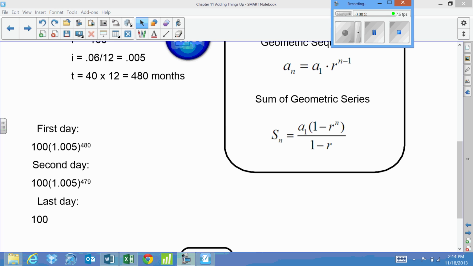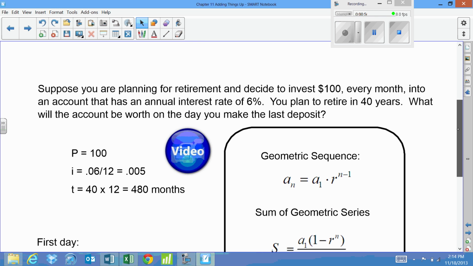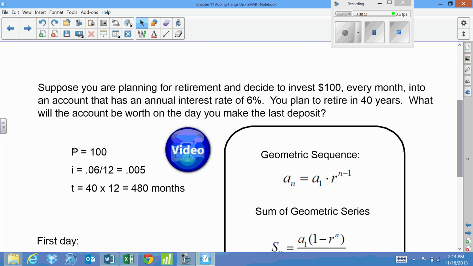When we look at this series, our principal is $100. That's how much we're depositing each month. Our interest is going to be 6% annually. We want to figure out what that is monthly. So we're going to take our 6% divided by 12, which will give us 0.005. That's how much we earn each month on each $100. And our time is going to be 480 months.